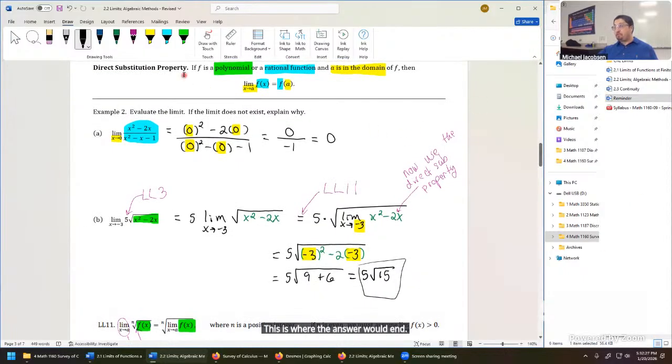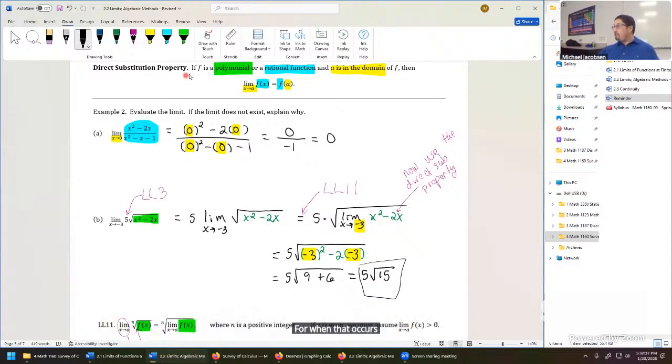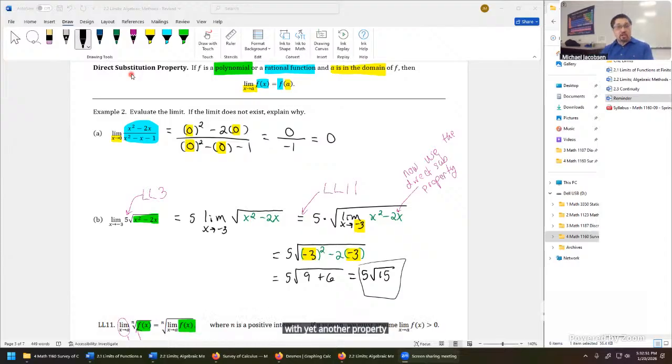So the direct substitution property is awesome when it works, and it's tragic when it fails, but we have another big tool in this section for when that occurs. When can it ever fail? As hinted, what if we did get a 0 on the bottom? That limit might still exist, and that's where we're going to combine the direct substitution property with yet another property, pretty much the last major result in these notes.